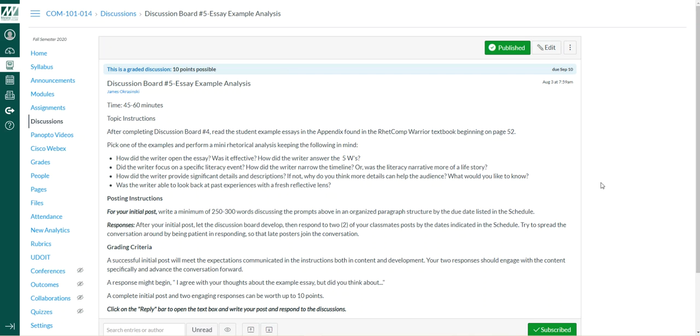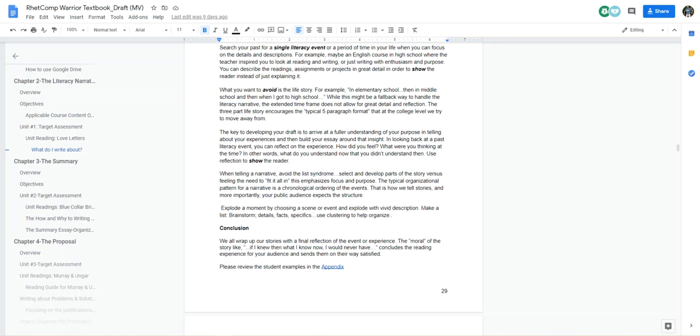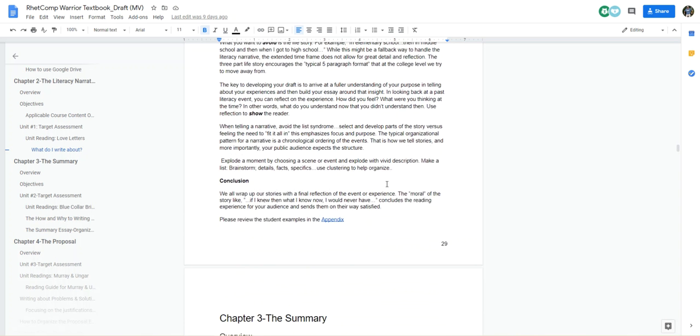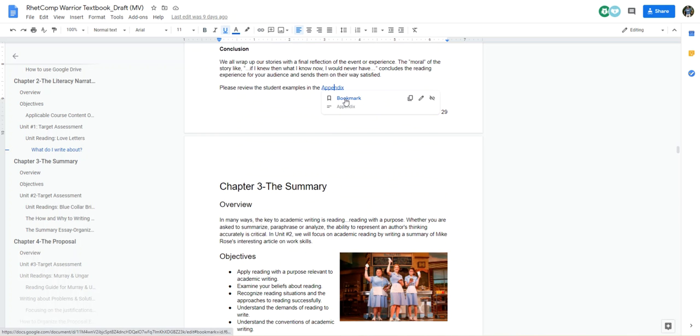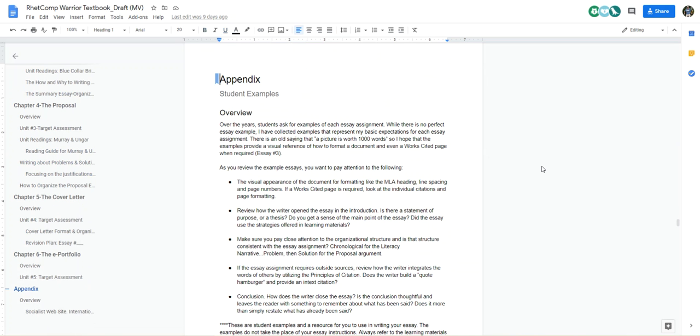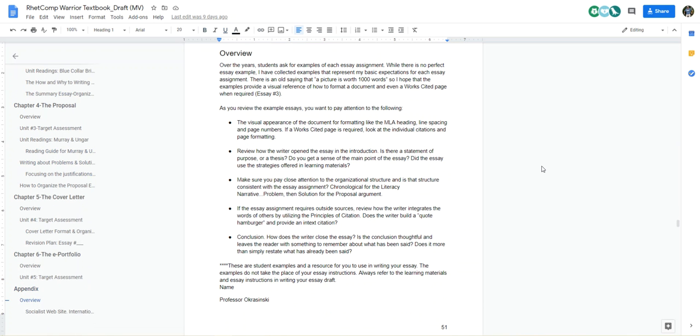So think about that as we move into our discussion board number 5, the essay example analysis, where we will perform a rhetorical analysis about some of the student examples. So let's get over to the textbook at the end of the literacy unit. There is a bookmark. I've bookmarked this chapter to take you down to the appendix. So I provide an overview and a framework to look at some of the student essays that I use as examples. Not everyone is perfect.